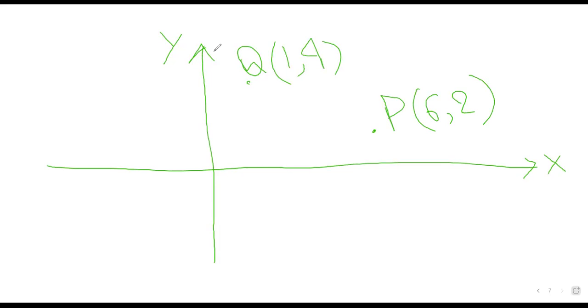Let me read this problem. In the XY coordinate plane below, shown in front of you, point P 6 and 2 and point Q 1 and 4 are two vertices of triangle PQR. R is not over here. If the angle PQR is a right angle, then which of the following could be the coordinates of R? So you will have to trace that R.